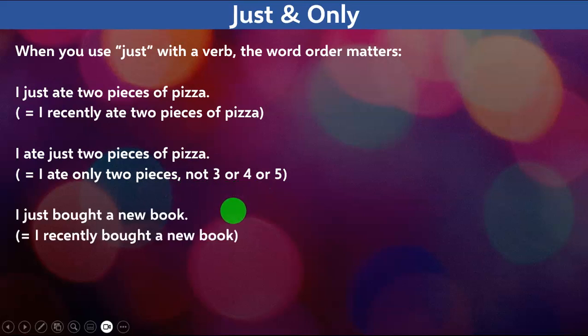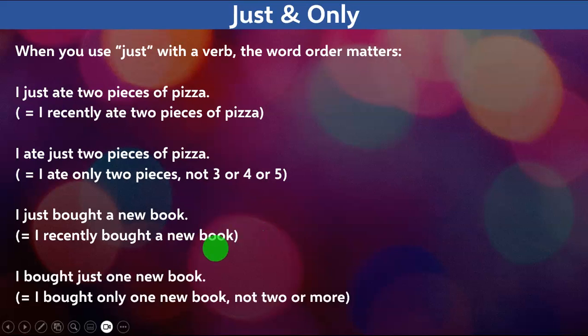I just bought a new book, which means I recently bought a new book. And I bought just 1 new book, which means I bought only 1 new book, not 2, not 3 or more. So you see the difference between these. Once again, when you use just with a verb, the word order matters. So friends, I hope you've understood the meaning of the 2 words just and only.